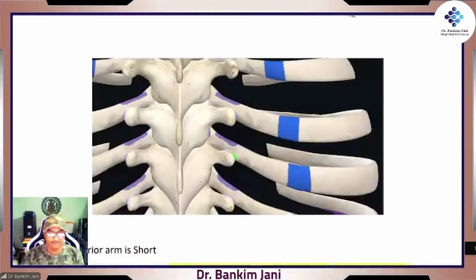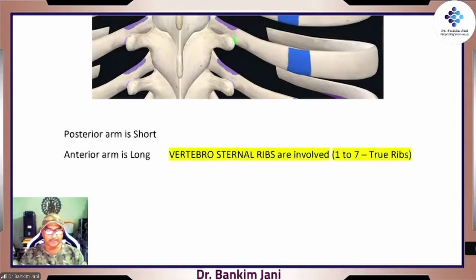So this is how they are connected. The rib is connected with the body, and this is with the transverse process. That is what is called the tubercle. This one, the tubercle. And then the whole rib. So the posterior arm is short, the anterior arm is long.